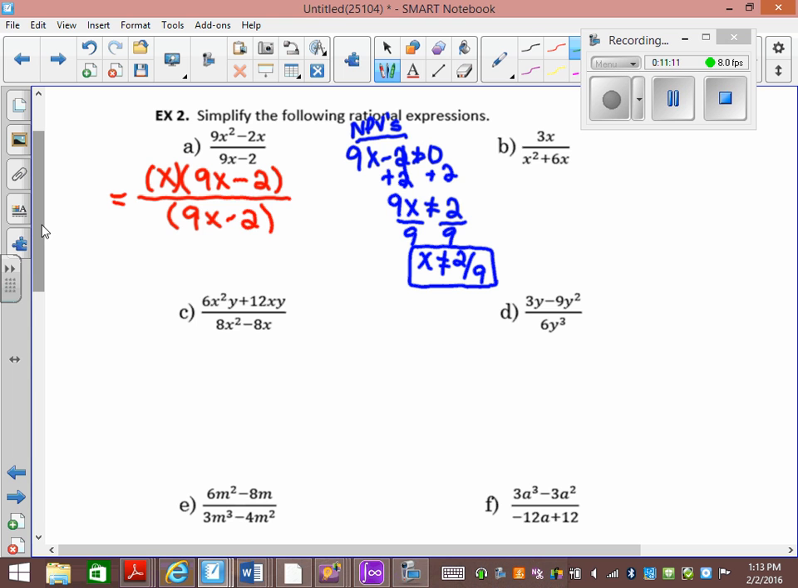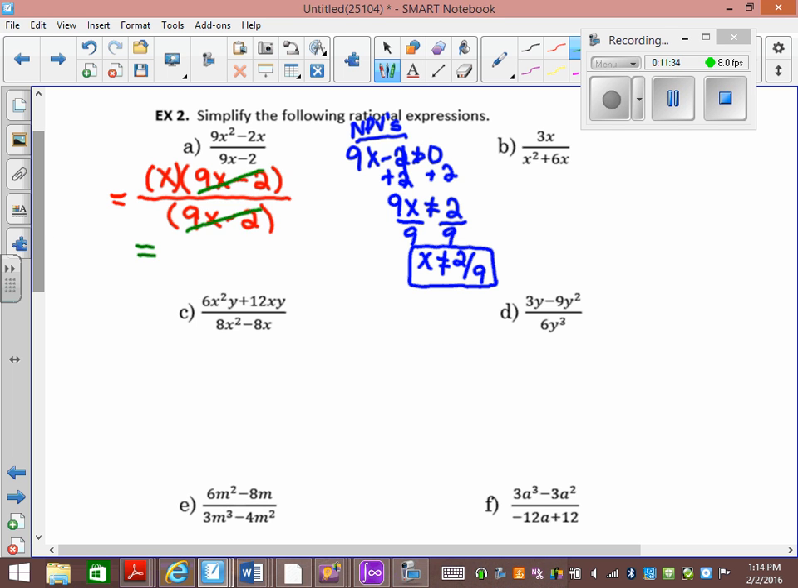So now once we stated NPVs, we can simplify. We can cancel off stuff that matches. Now some people will say this, if this wasn't 9x minus 2, some people will say, well, I can cross this x off with this x. Remember, 9x minus 2 is attached in a bracket. The only way it is going anywhere is if there's an exact replica on the top and the bottom, which there is. So this one cancels.